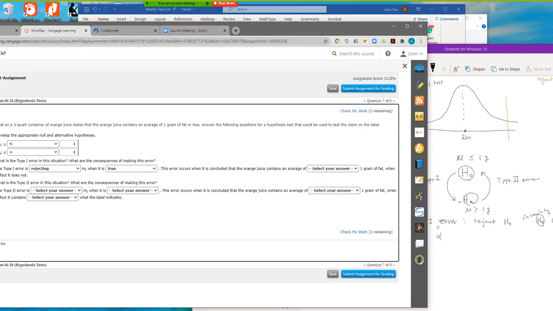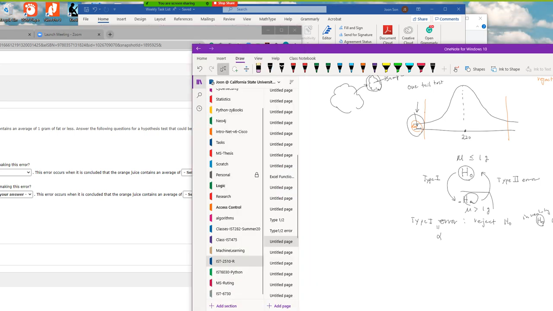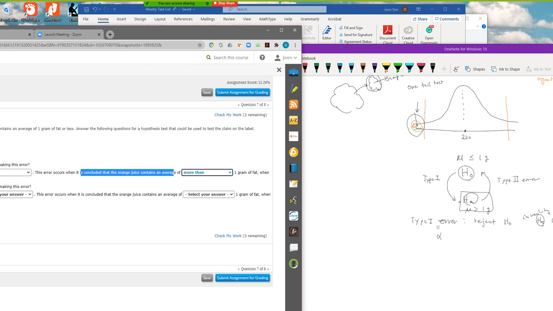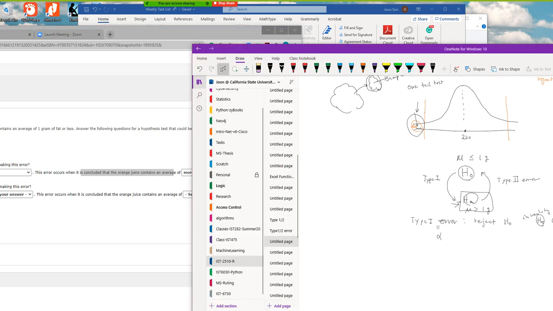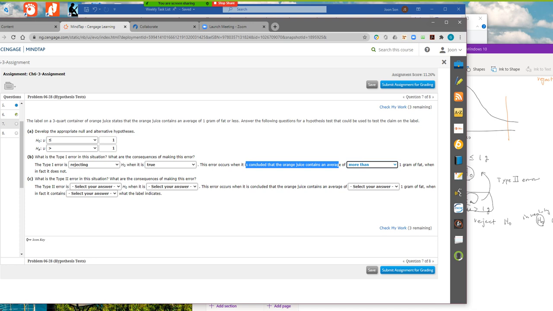If you look at this problem, this error occurs when it's concluded, so what is your conclusion? Your conclusion is that the population mean is greater than 1 gram. So it's concluded that the orange juice contains an average of more than 1 gram of fat, and that's your conclusion. However, in fact, this is not true, when in fact it does not.